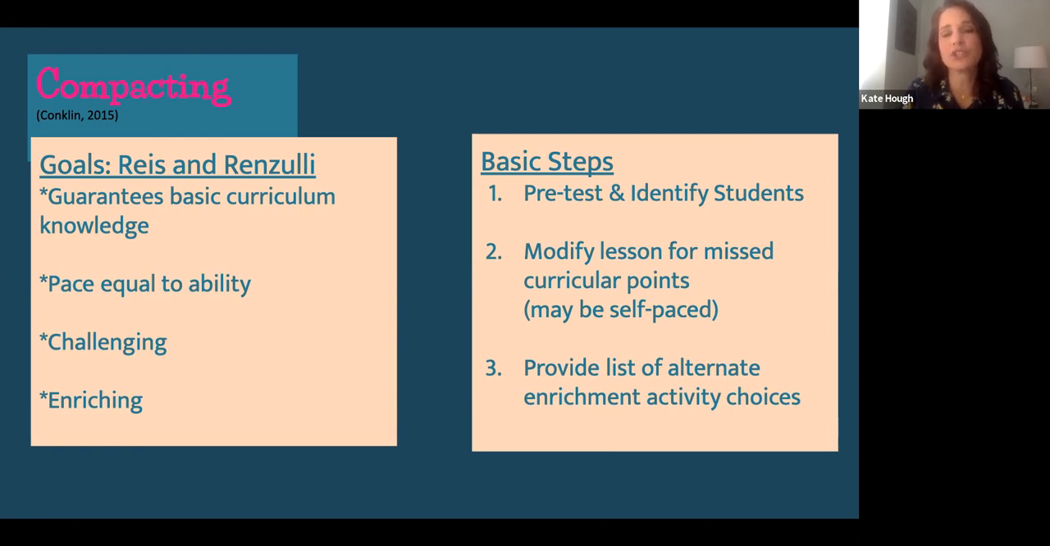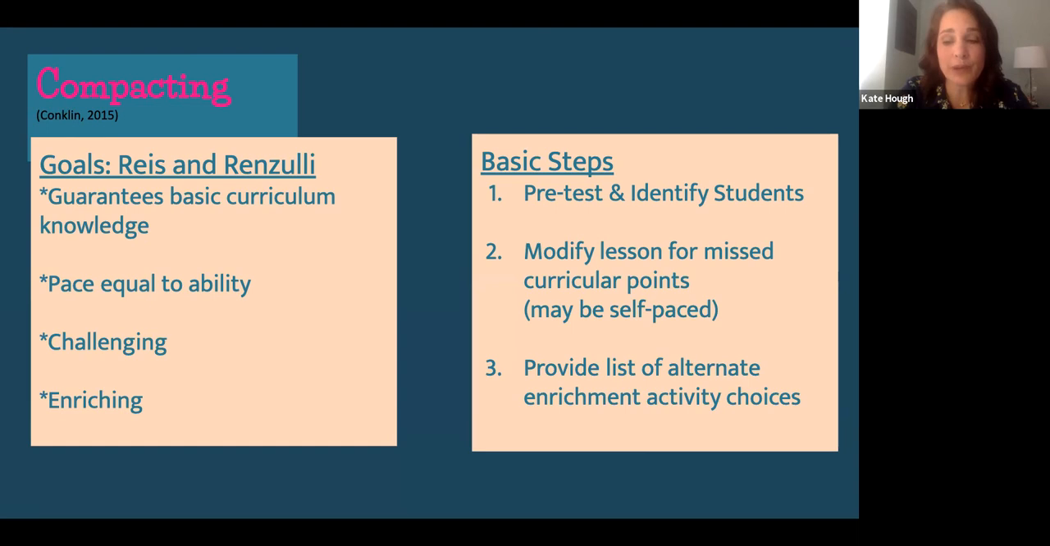It's challenging and enriching. So let's pre-test or use our MAP scores to identify students that we think either are going to move through this curriculum really fast or have mastered some of this content. Then you modify the lesson. So you might have a student who has mastered 80% of a particular unit you're about to teach. Let them follow through and compact the lesson for the missed pieces. You can provide a list of alternate enrichment activities after they're completed.